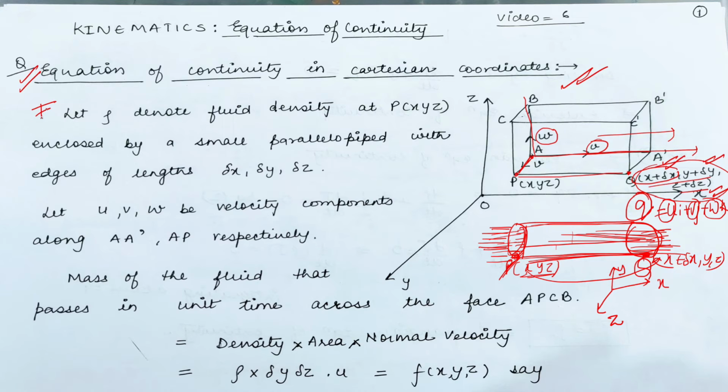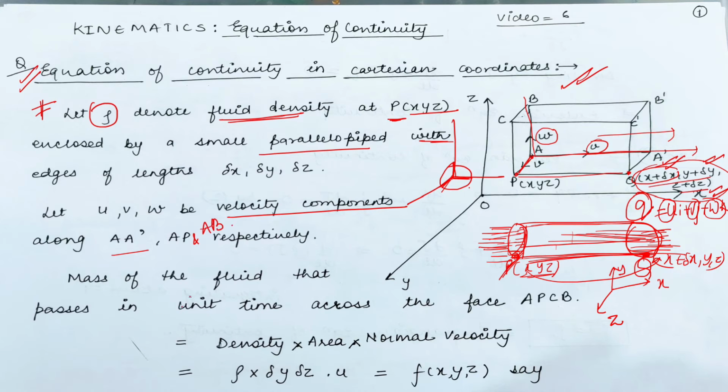Now let's start from here. Let rho denote the fluid density at a point P, with coordinates x, y, z, enclosed by a small parallelepiped with edges of length delta x, delta y, delta z. These small edges of this parallelepiped are in the x direction, y direction and z direction. Let u, v, w be the velocity components along AA dash, AP and AB respectively.